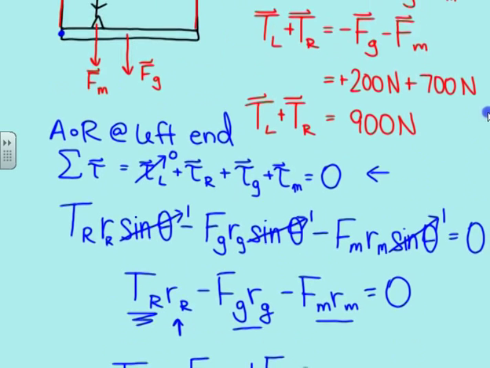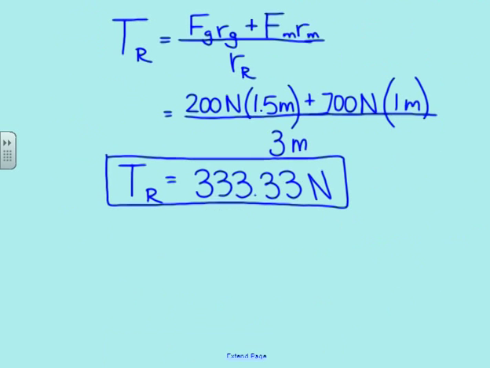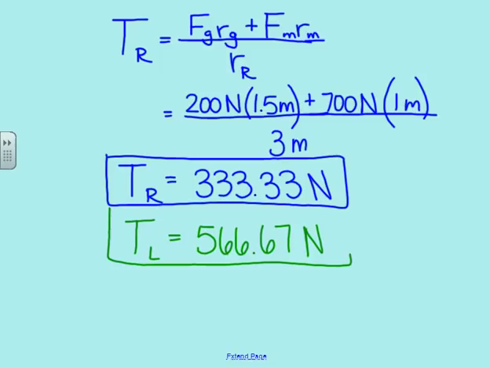Now, I can go back to this equation here, which tells me that the two tensions added together equal 900 newtons. So 900 minus 333.33 is equal to 566.67 newtons. And that's the tension in my left string.